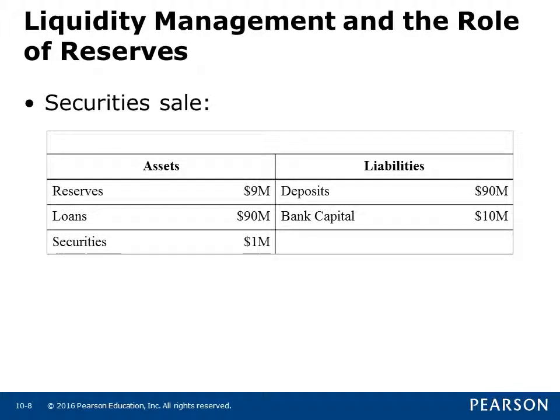Another way of acquiring the funds necessary to meet the reserve requirement ratio is by selling securities. As we can see in this example, the sale of about 9 million in securities, instead of borrowing from money center banks, will meet the reserve requirement ratio and not cost any money in interest paid on the funds borrowed.